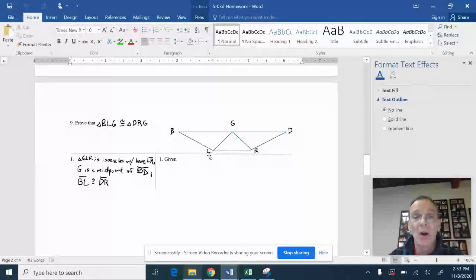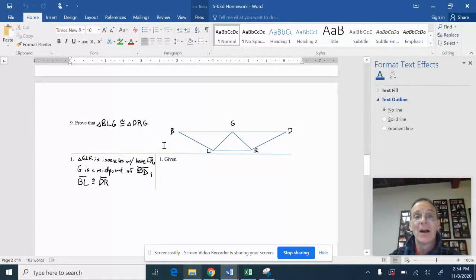No. The answer is no. Look, we're trying to get triangle BLG congruent to DRG. BLG is this triangle over here. DRG is this triangle over here. Now, segment BD goes from one of those triangles to the other. But segment BD is not a side of either one of these triangles. It's too much of a segment.